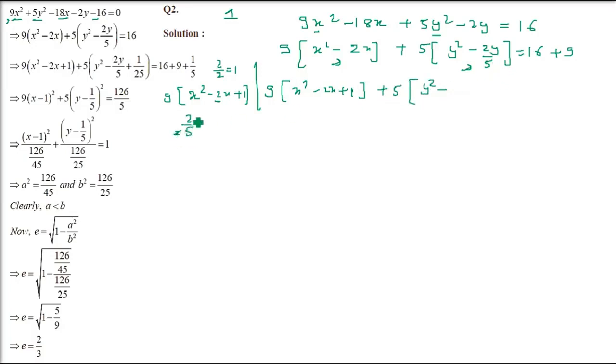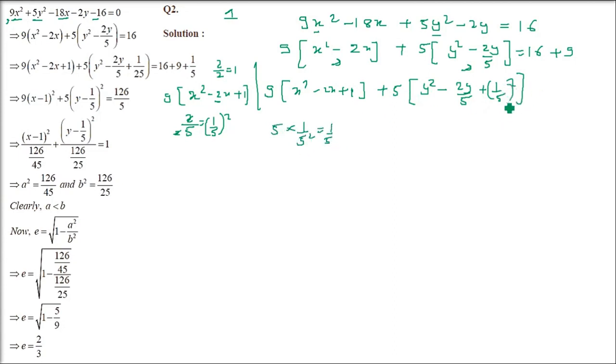Now 2 by 5 is there, so you have to divide it by 2, that is 1 by 5. Square it, 1 by 5 whole square. So add 1 by 5 whole square, and we have to add this same term on the right hand side, but it is multiplied by 5. I am saying 1 by 5 square is what we got by dividing 2 by 5 by 2. But the scenario here is 5 is already there outside. So if you multiply 5 with 1 by 5 square, you'll get 1 by 5.